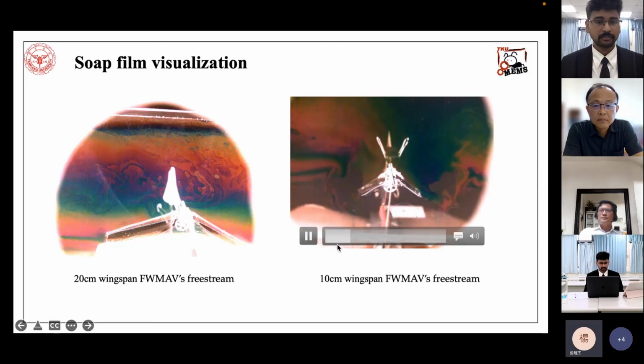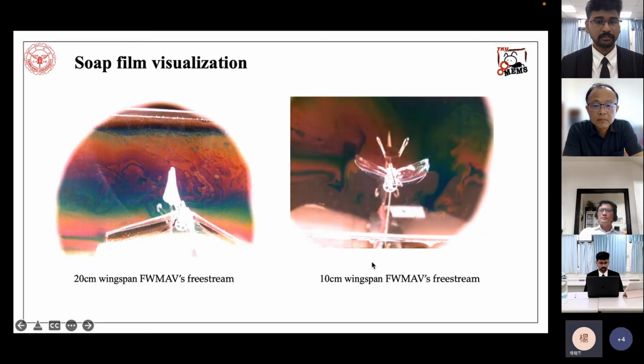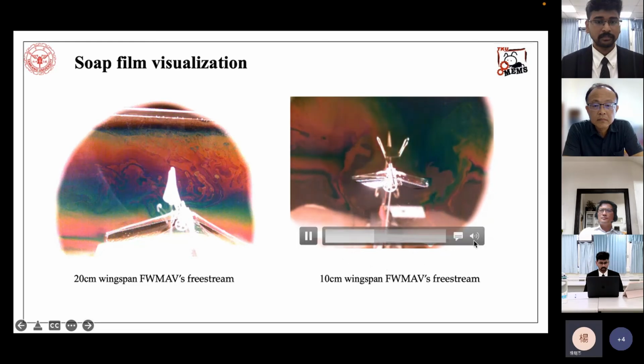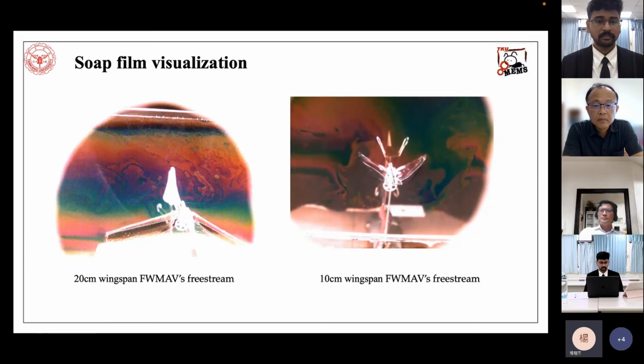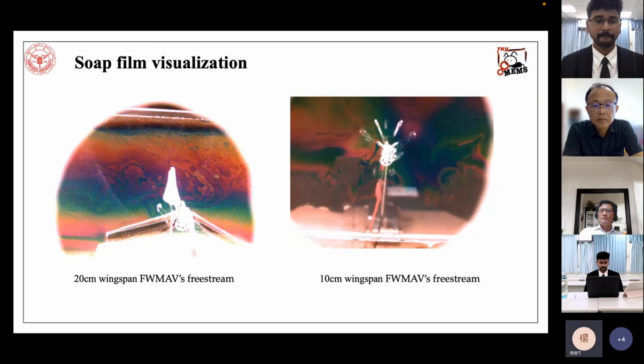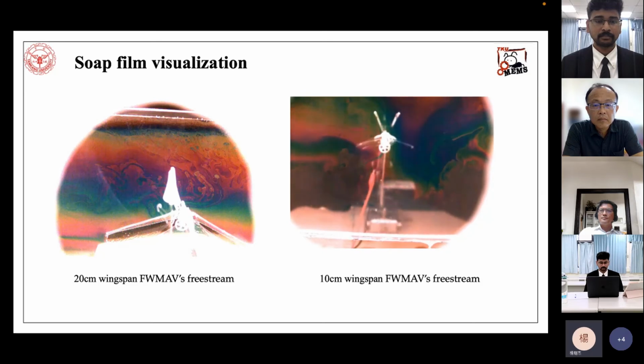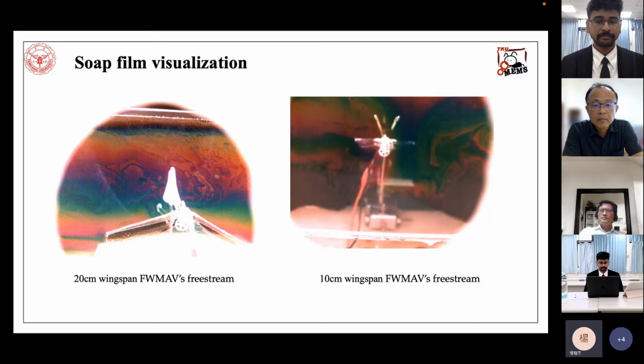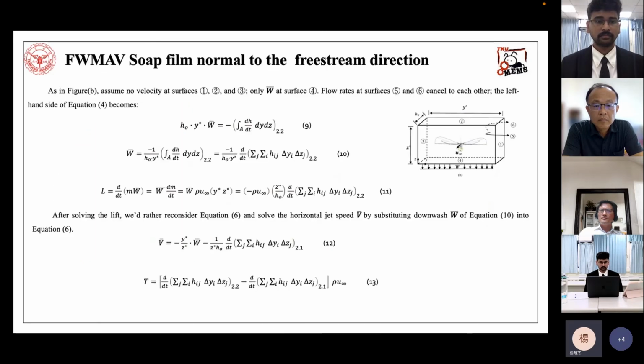In this experiment, he lets the flapping wing penetrate the soft film and leave gradually. Actually, it just goes far away, not coming up. So in this mode, we can use another equation to solve the downwash velocity. We can solve the downwash velocity in terms of equation 10.